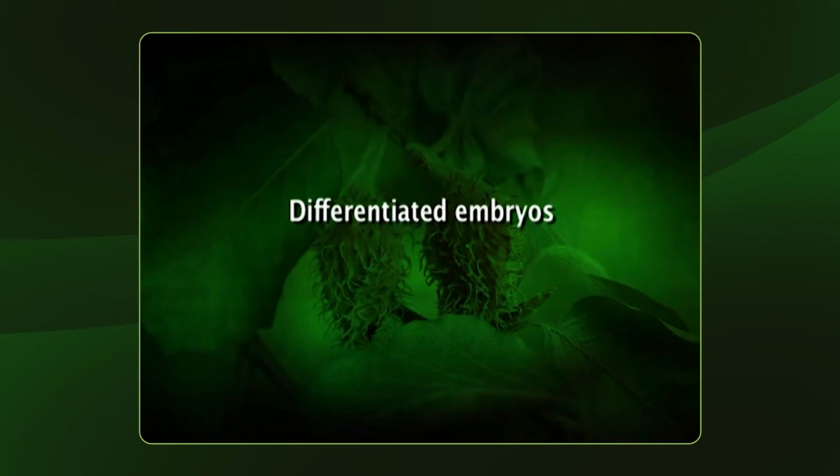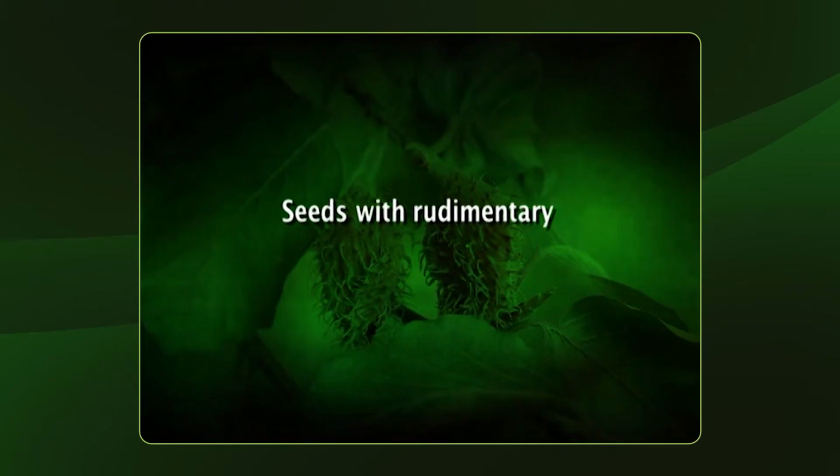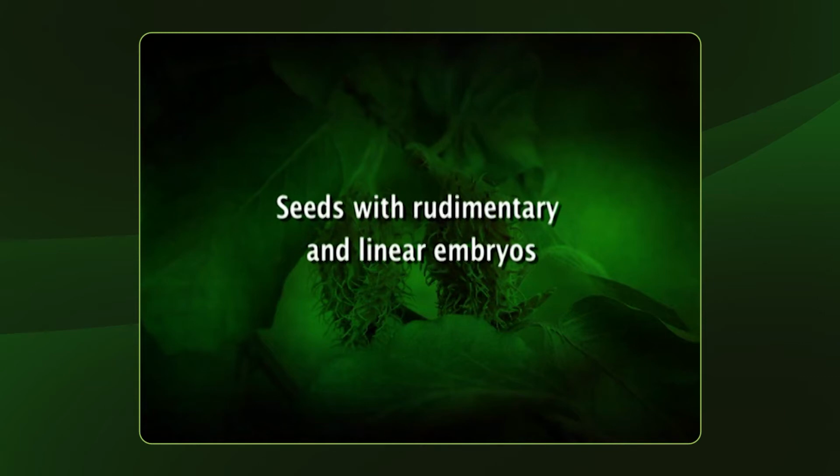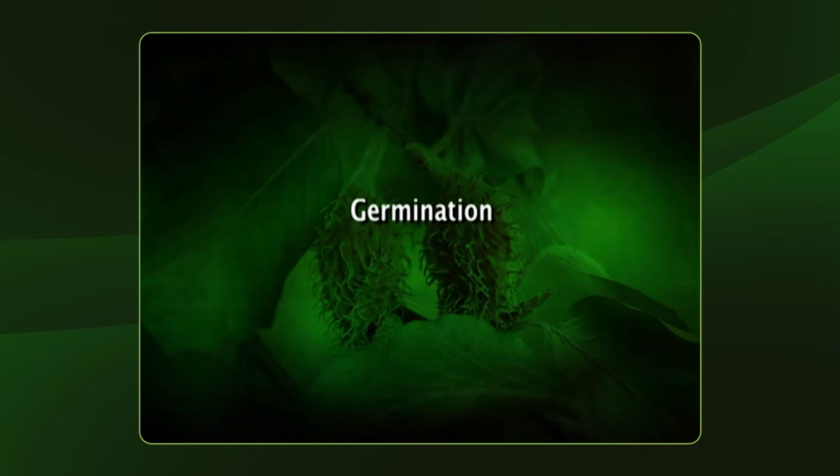Now, the first case is that of differentiated embryos. Morphological dormancy has been reported in seeds with rudimentary and linear embryos. Embryos in such seeds may represent just 0.1% or less of the total volume of the seed. Rudimentary and linear embryos are differentiated, that is, the radicle and the plumule are present in the embryo, but they are small and required to grow before germination could take place.